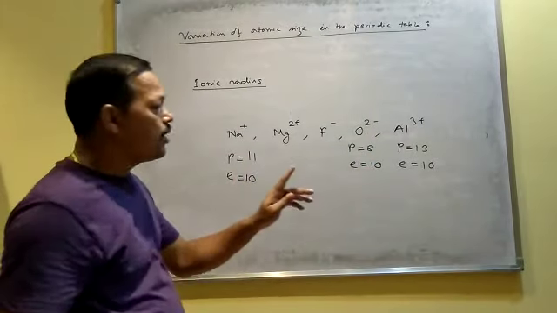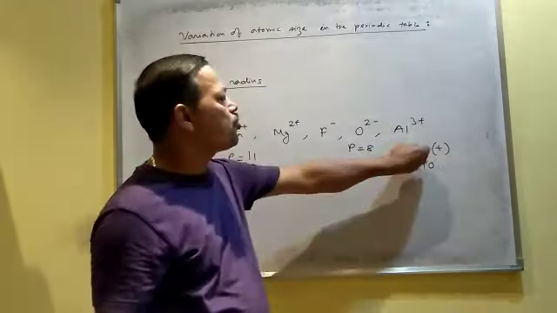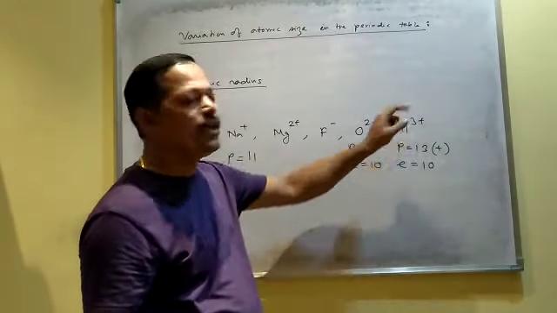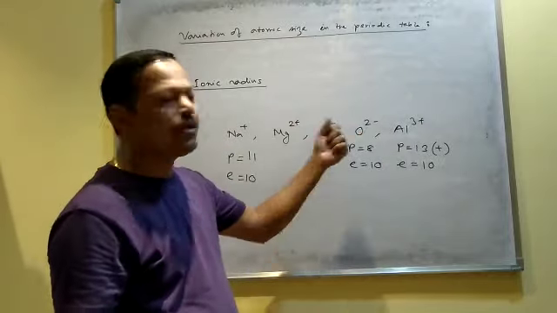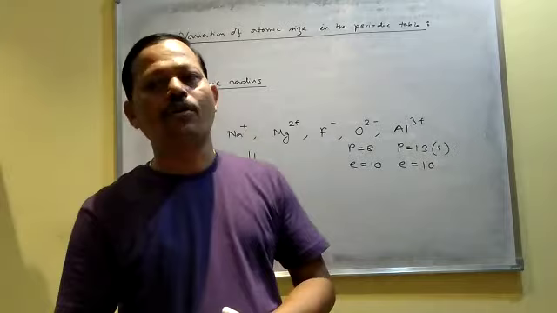So now you see where the proton is more. Here proton is more, 13, so here force of attraction is more. That's why aluminum 3 plus is the smallest among these. So as the proton number increases, the size of the ion goes on decreasing.